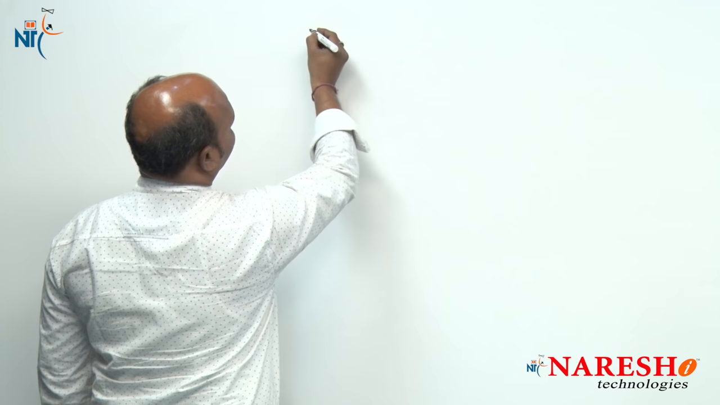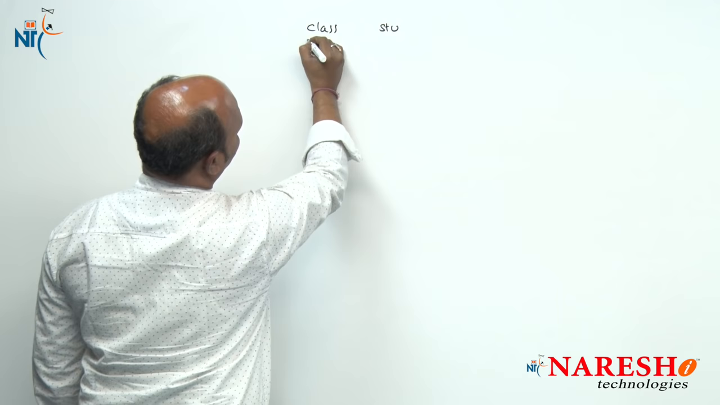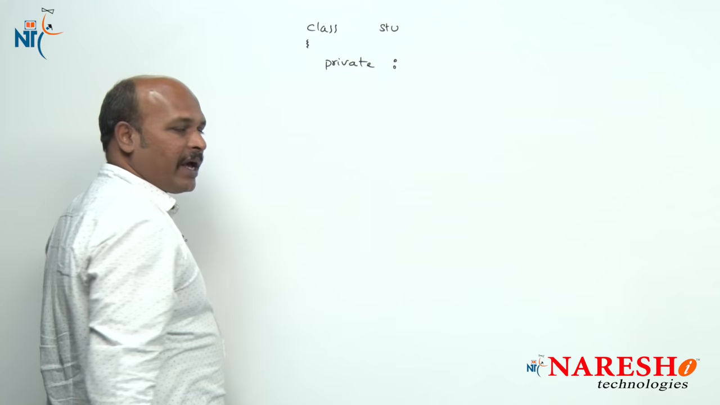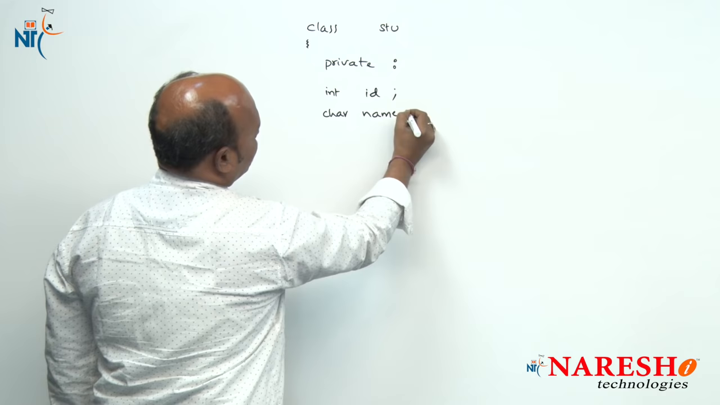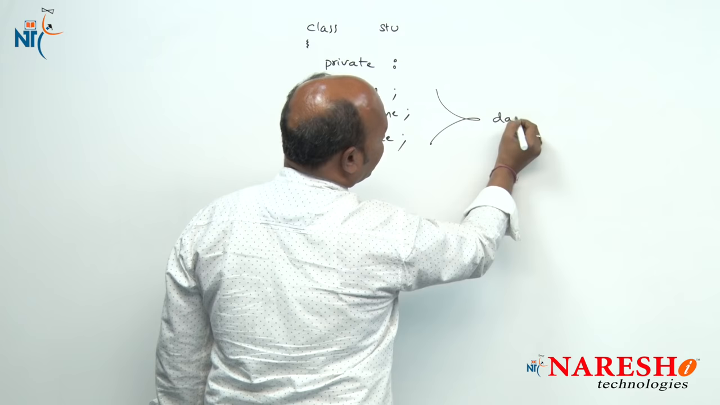Now just an example, see this class, for example Student, now private, and here every access specifier should end with a colon symbol, it is the most important rule. Next int id, next character name, next float fee. Now these three members are called data members.